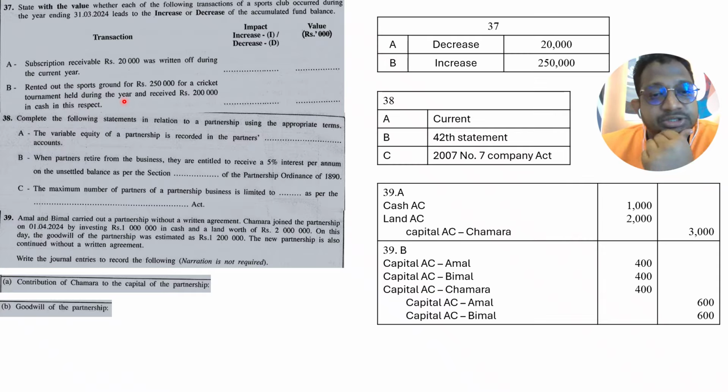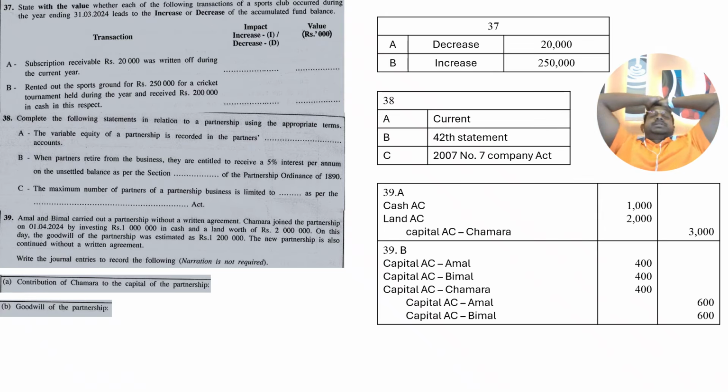And rent of the sports ground, rented out the sports ground for 250,000 for a cricket tournament held during the year and received 200,000 in cash in this respect. So it is an income, renting your property. So the impact on the accumulated fund should increase and the effect should be 250,000, not 200,000. You have to record the income and expenses on an accrual basis. So whether you received in cash or not, that doesn't matter. You have to record the total income and total expenses in accumulated fund, right?